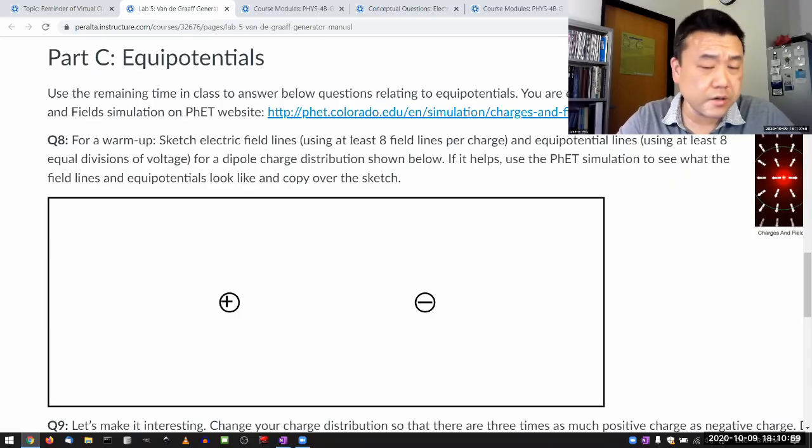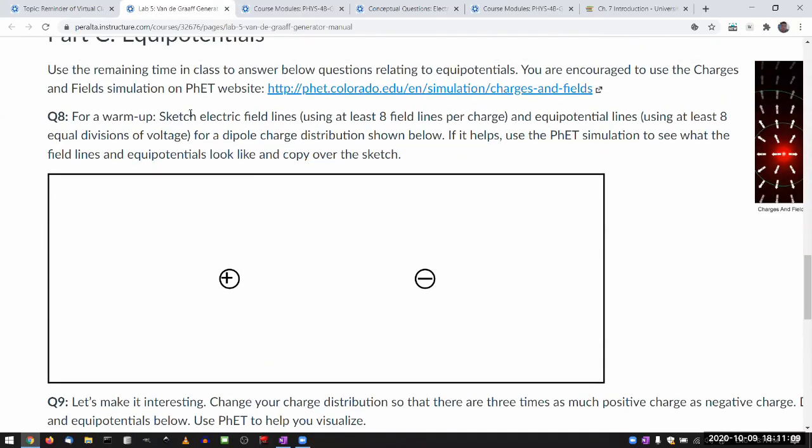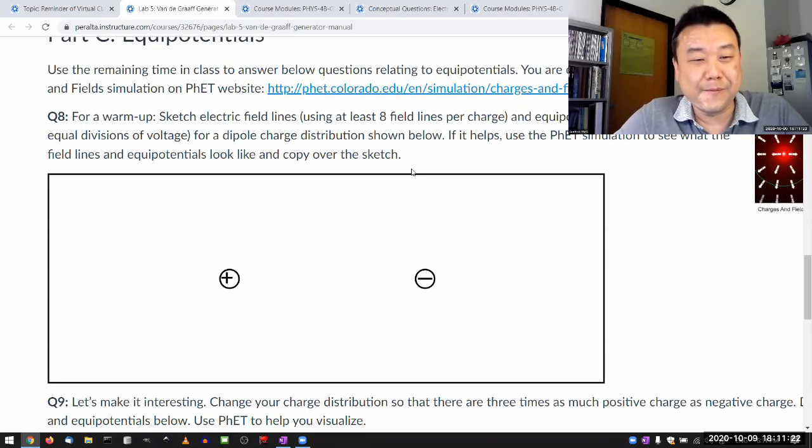Let me get started here. So it has some instructions. I'm going to go slightly opposite way. For questions 8 and 9, it says sketch electric field lines and then do equipotential lines. And it says, if it helps, use the PHYS simulation to see what they should look like and copy it over. I'm going to do it the other way because I happen to be rather familiar with both the field lines and equipotential lines. I'm going to sketch it first, and then I will confirm it by going to the PHYS simulation that it does look like what I thought it should look like.